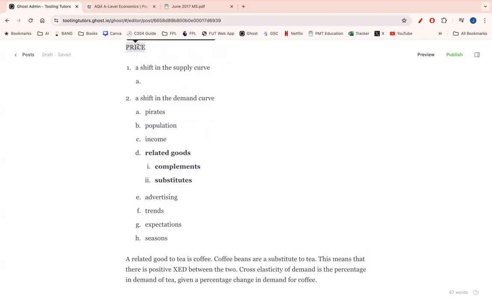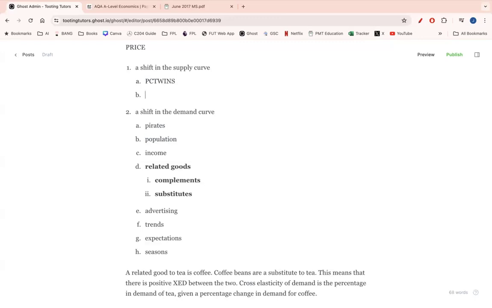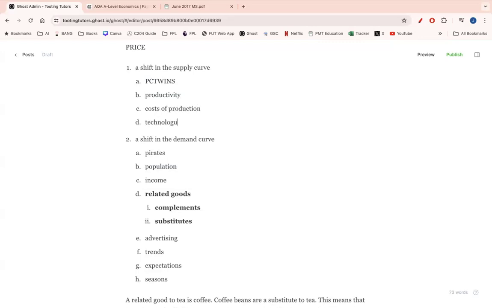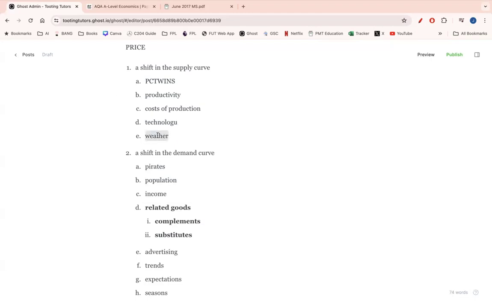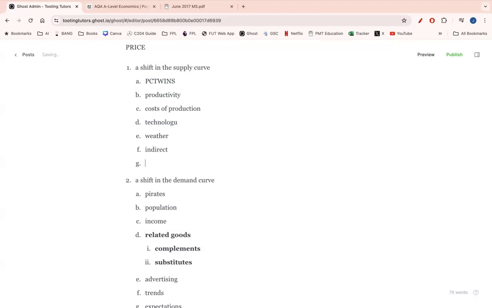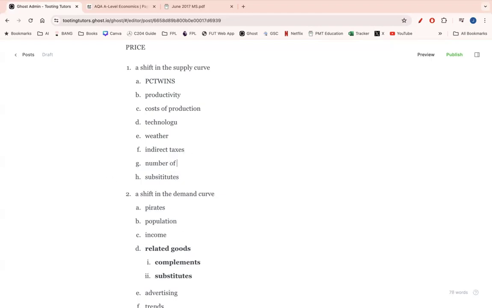But a change in price on a microeconomic level is always and only because of shifts in supply or shifts in demand. Just really quickly, you could use the notes, but supply is based on productivity, cost of production, technology, the weather, a really useful one. I and S are indirect taxes and substitutes. That's easy to remember because it's from the government intervention section. And the N is number of firms, which is like the equivalent of population.